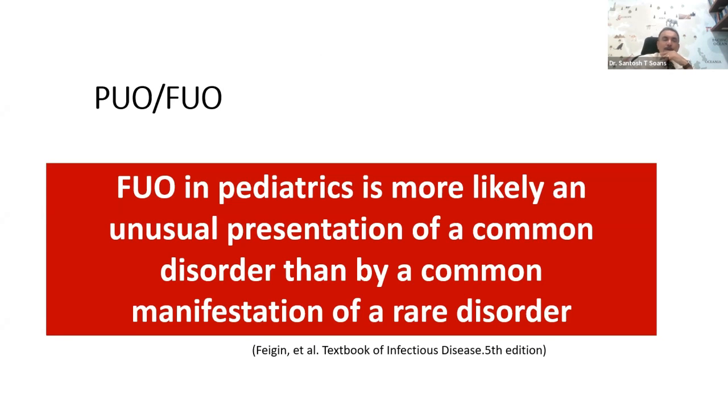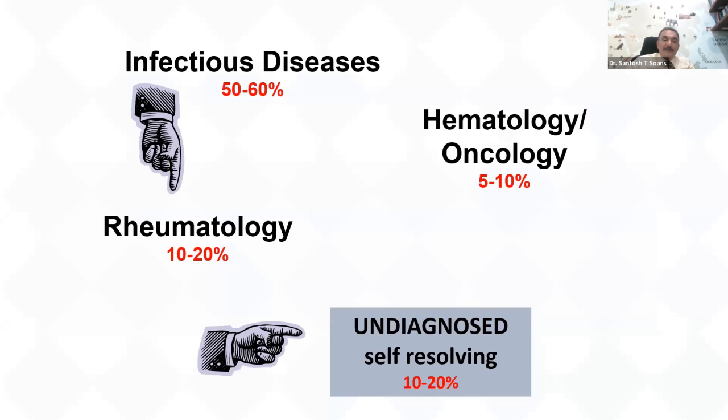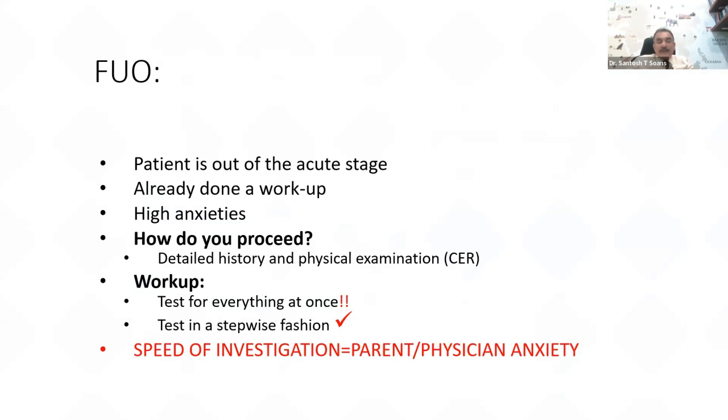So PUO, FUO or PUO in pediatrics is more likely a usual presentation of a common disorder than a common manifestation of a rare one. Remember this always. Always look for a common disorder rather than uncommon. So this is about the percentage: infectious disease about 60%, hemato-oncology about 5 to 10%, rheumatology about 10 to 20%, undiagnosed self-resolving about 10. This is the percentage of causes or etiology of fever that we get.